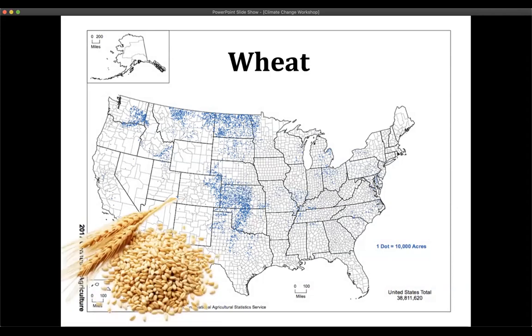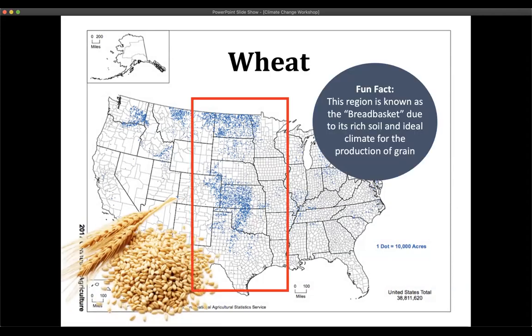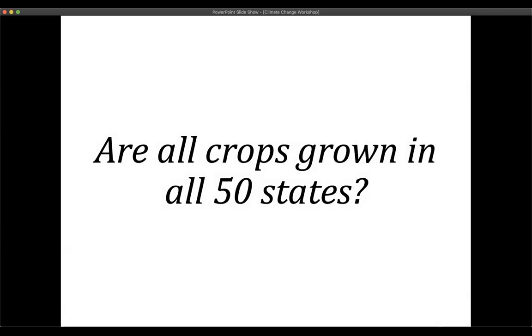So just another little tidbit to add about wheat. This center region of our country is known as the breadbasket, just a nickname, because it has rich soil and an ideal climate for the production of different grains. So we're going to hang on to that information for a little bit later on in the workshop. But what we're gathering from this information is all crops are not grown in all 50 states.